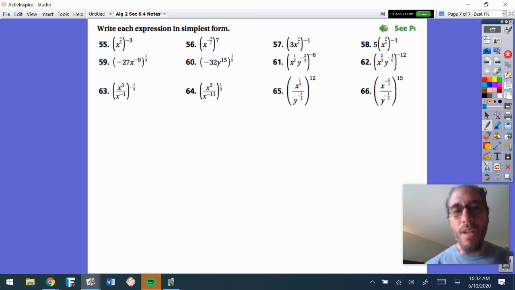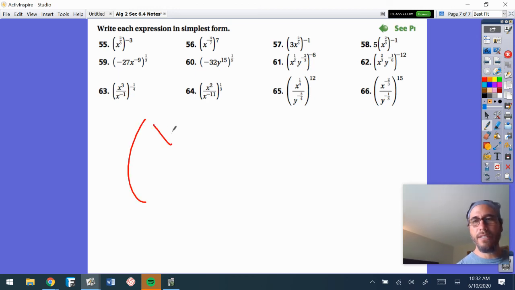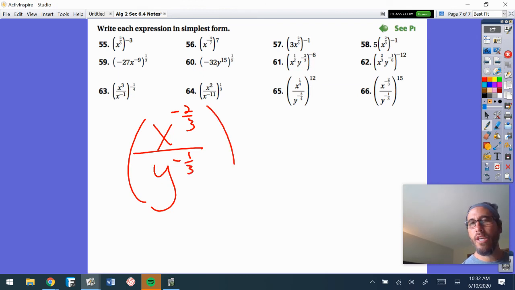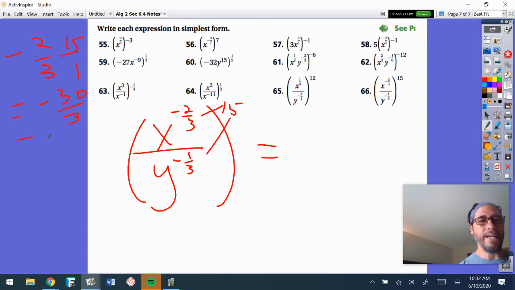All right, last one. We have x to the negative 2/3 over y to the negative 1/3, and we raise that to the 15th power. Okay, so once again, you multiply. If you've got to show the side work, you know what? I'm going to show it one last time. Negative 2/3 times 15 over 1, that'd be negative 30 over 3, negative 10. Okay, so I get x to the negative 10. Let's do y. Y is negative 1/3 times 15 over 1, negative 15 over 3, negative 5.